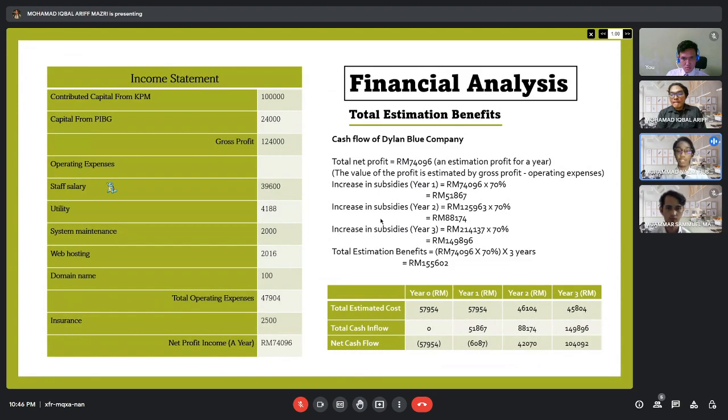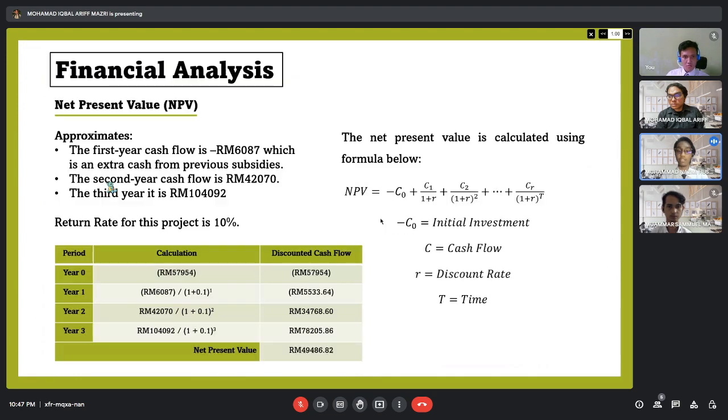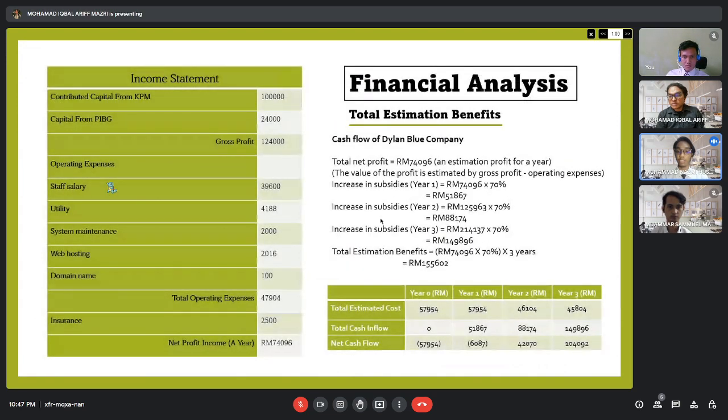So the first year we have the subsidies of about 51,867. The second year we have around 1,074. And the third year we have around 149,896 ringgit. The total estimation benefits that we calculated for the 3 years is 155,702. So below that we have the estimated cost, total cash inflow, and net cash flow.